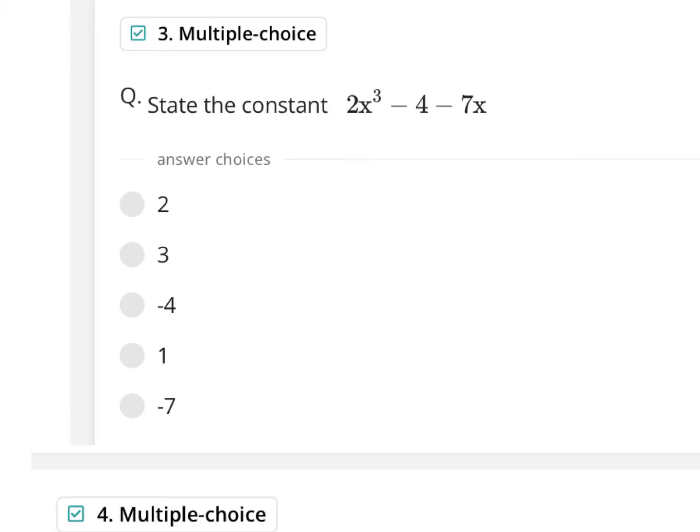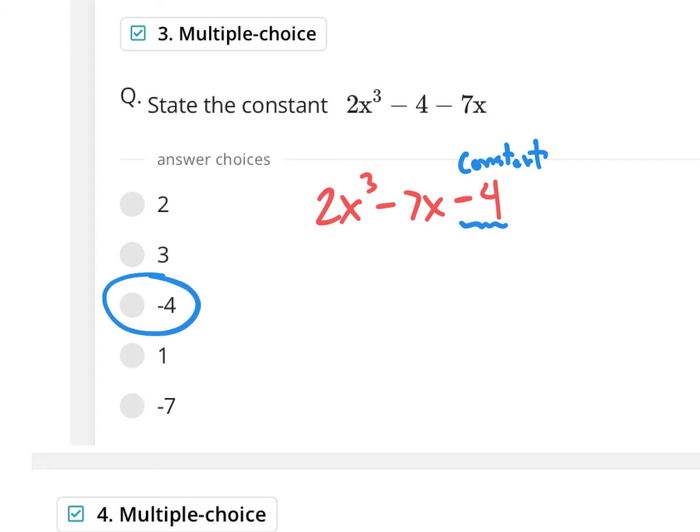State the constant. Once again, this is not in standard form, it's out of order. If you wanted to rewrite it in standard form, you would have the 2x to the third first, and then the negative 7x, and then the minus 4. And now that it's in standard form, you could see your constant right here. Constant is always the number without the variable. It always stays the same.